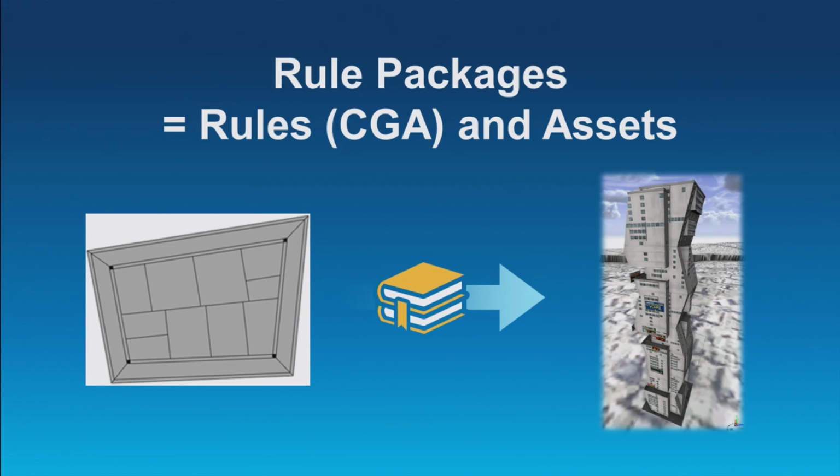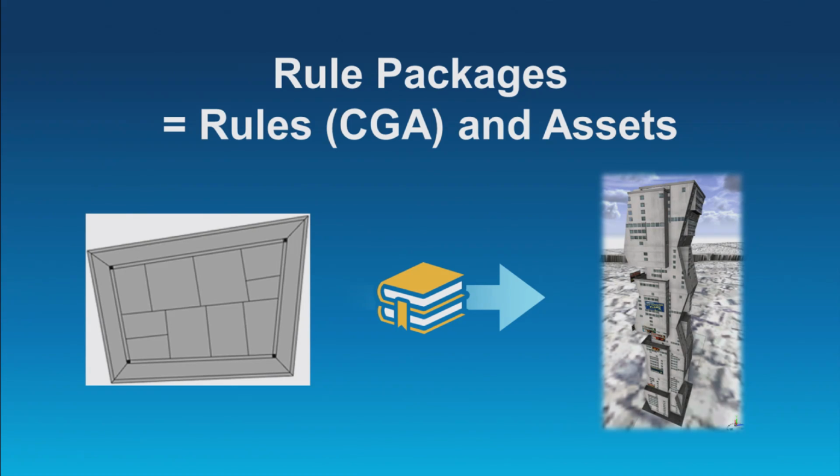A rule package is a set of computer-generated architecture, CGA, the language of CityEngine, and then assets, the assets that it touches. Those could be 3D models, those could be textures. And so those get wrapped together into what's called an RPK, and then they can be shared. When you create a rule package, you have a choice. You can make it open or you can make it closed.